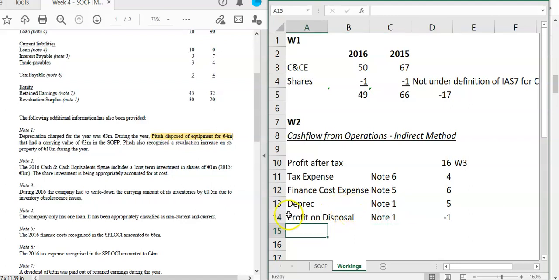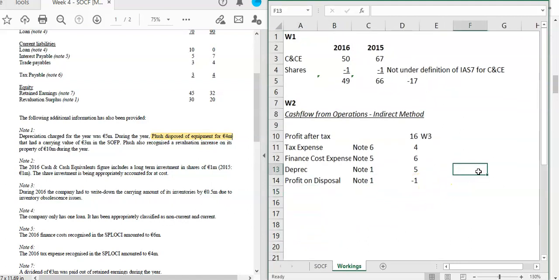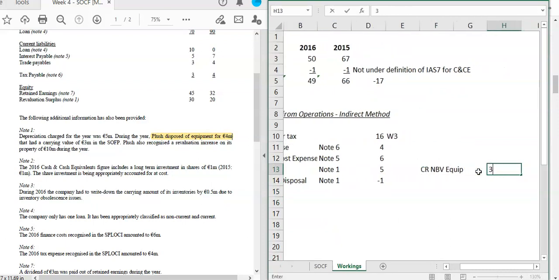And it's a minus 1 because the profit on disposal is a non-cash income. If you want to think about that again, think about the debits and credits here. You will credit the net book value of equipment. You're going to credit that 3 million.